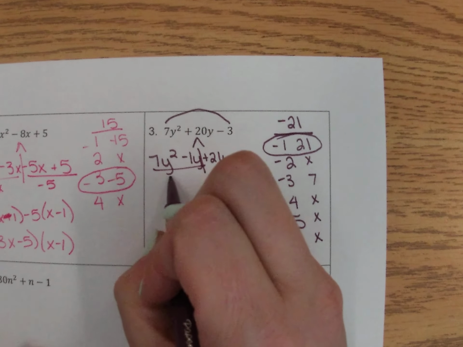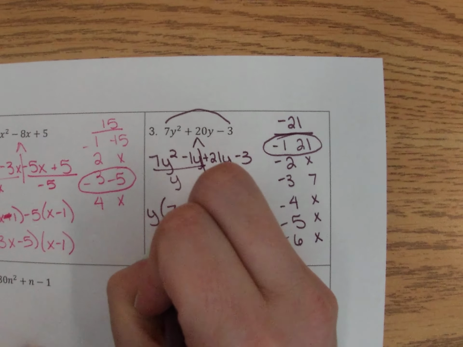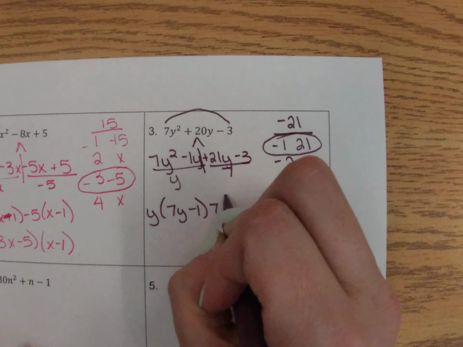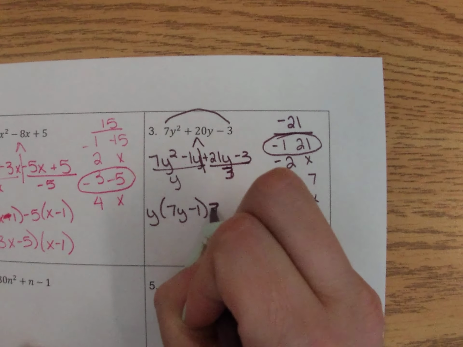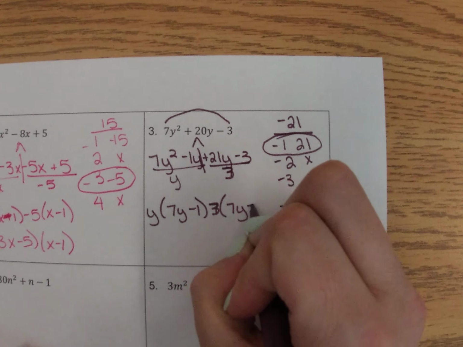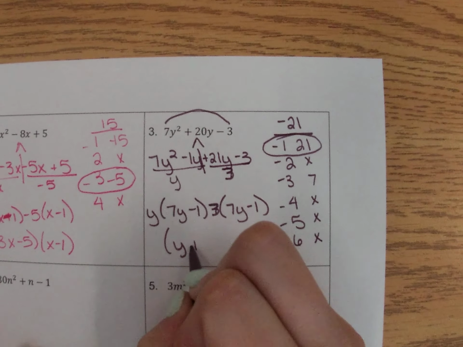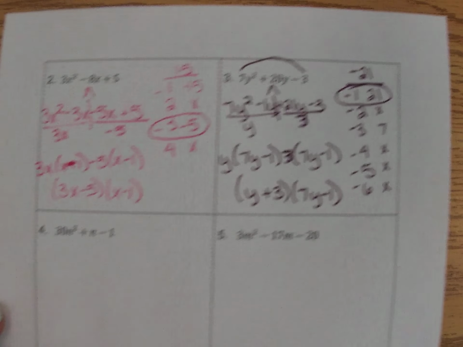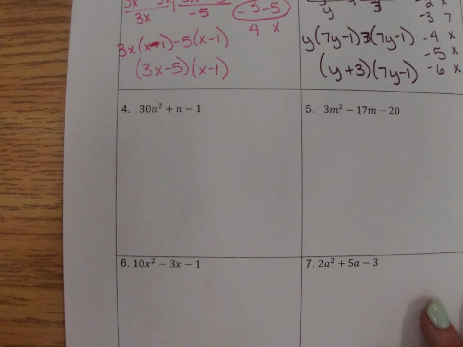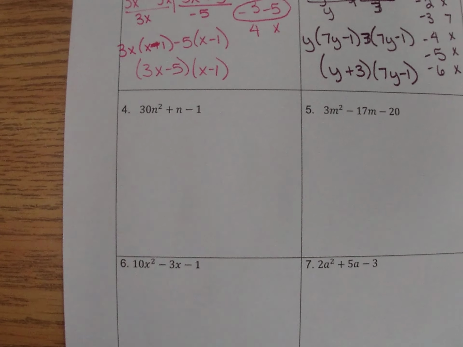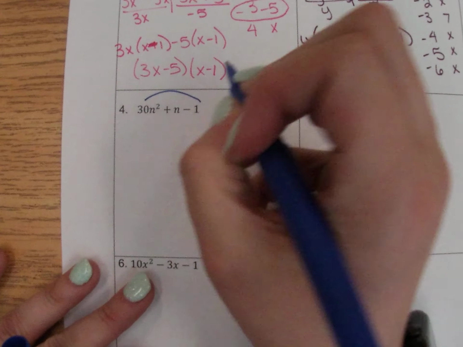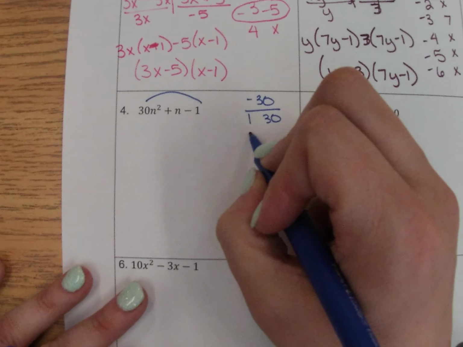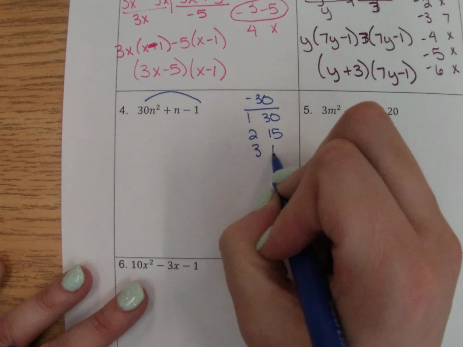And then I'm factoring by grouping. It should be 3. My brain is ahead of itself. So I have a y plus 3. And a 7y minus 1. Number 4, 30 times negative 1. Listing my set.